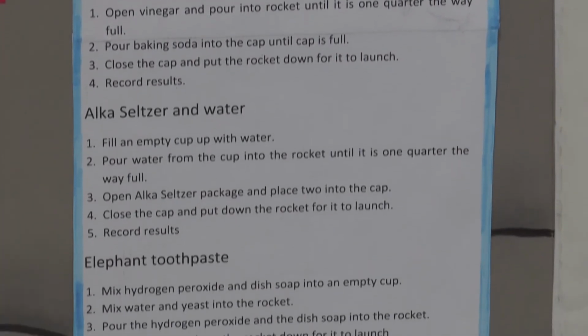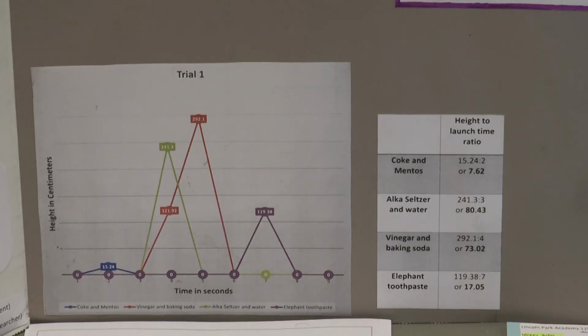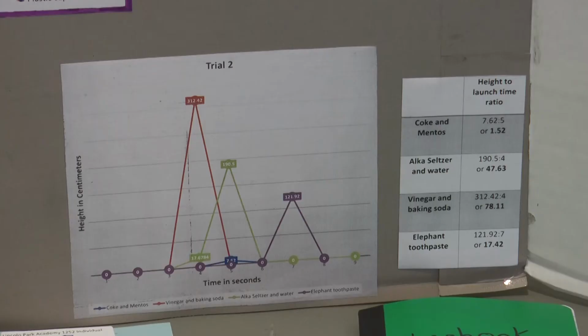Alka-Seltzer and water is a little bit different in that it's an aqueous solution, and the whole reaction happens when it comes into contact with water. And both the base and the acid are compacted into an Alka-Seltzer tablet. And when it reacts with the water, it produces carbon dioxide, just like vinegar and baking soda.